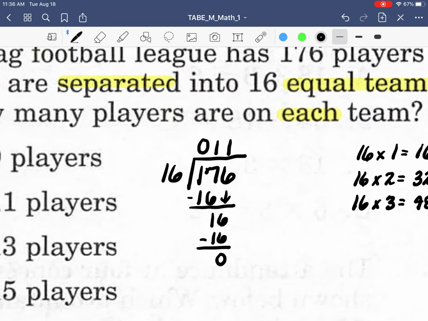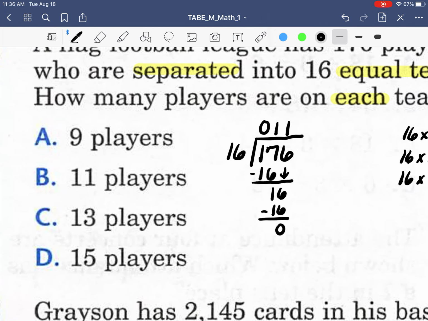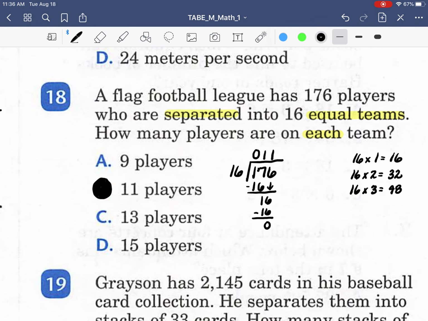So I didn't even need all those factors. I could have just done this one in my head, I think. But there are 11 players. So for number 18, we should mark B. 11 players on each team.